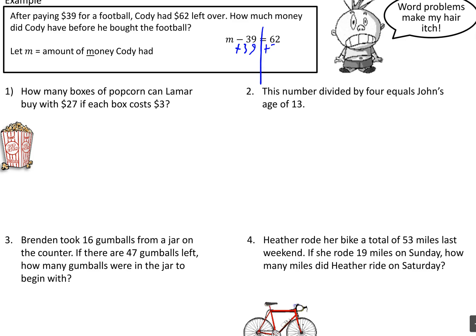So I'm going to add 39 to both sides. That makes a 0 pair. M equals, and then 62 plus 39, and that's 101. And because we're talking about money, we need to make sure we have our label. So $101 is the amount of money he had initially. Also, you can check your work by substituting. So 101 minus 39 equals 62, and so we know that's a right answer.